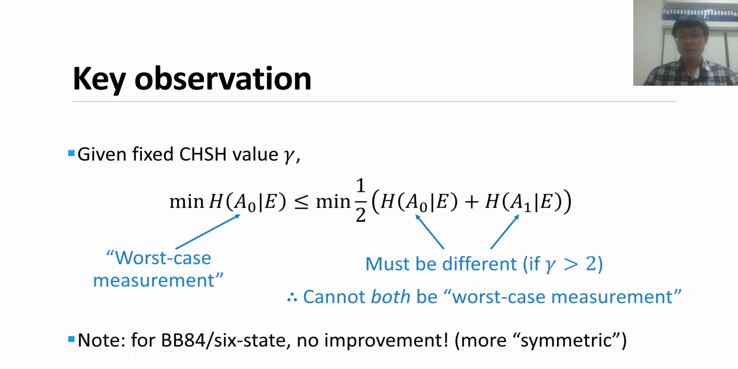As a quick note, I should mention that for other protocols such as the BB84 and the 6-state protocols, we cannot expect an improvement using this approach. In some sense, these protocols have too much symmetry, and it's actually possible for both A0 and A1 to be both the worst case measurement in some sense.